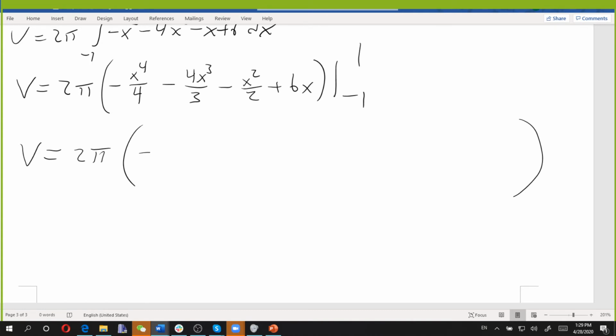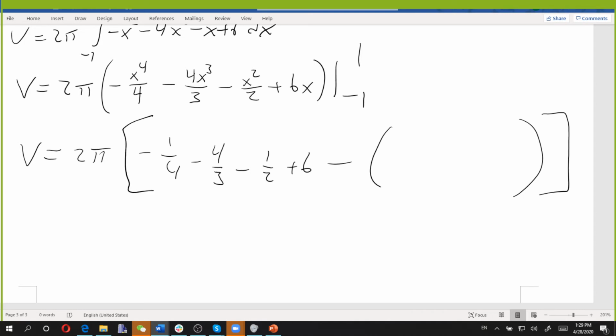Okay, for the upper bound, I've got negative 1/4 minus 4/3 minus 1/2 plus 6. Then I'll subtract the lower bound. These different parentheses are still just parentheses. I'm just using the different types of parentheses to make it easier to see. I have to multiply that 2 pi times everything on the inside.